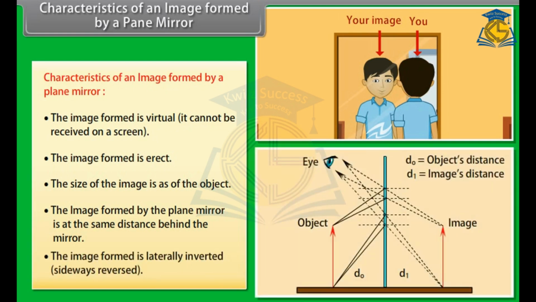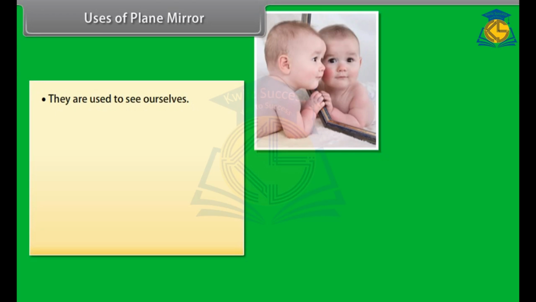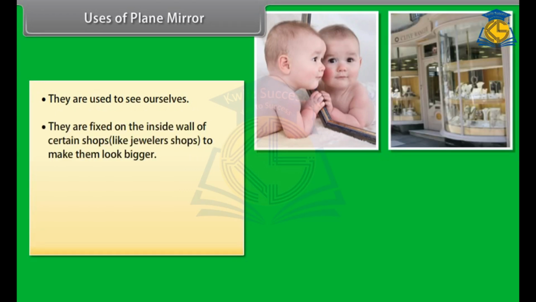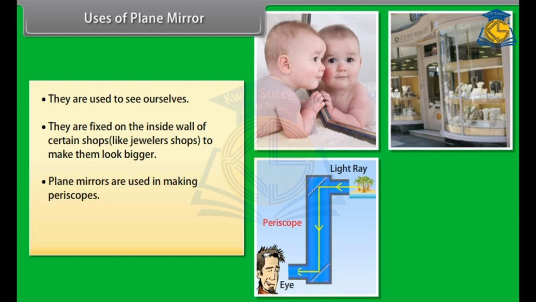The image formed is laterally inverted, sideways reversed. Uses of plane mirror. They are used to see ourselves. They are fixed on the inside wall of certain shops like jeweler's shop to make them look bigger. Plane mirrors are used in making periscopes.